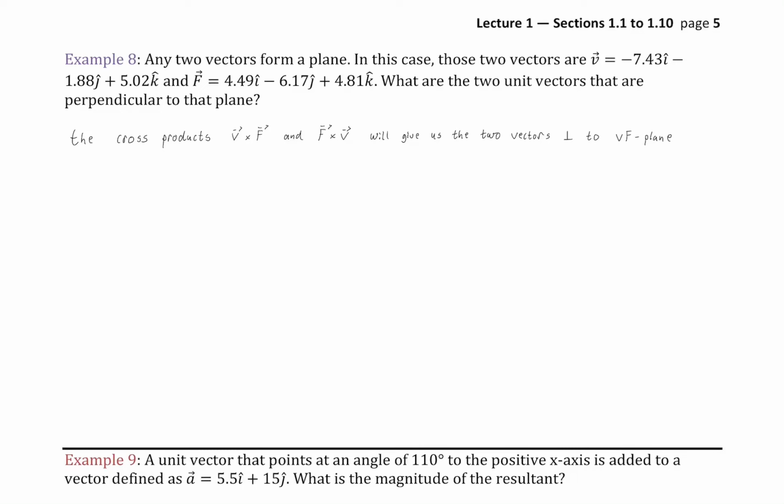The cross products V cross F and F cross V will give us the two vectors perpendicular to the VF plane, the plane formed by V and F. By dividing by the magnitudes, we'll then get the unit vectors. Just like two examples ago, where we found B hat by taking the B vector and dividing by the magnitude of B, we're going to do the same thing here. Furthermore, V cross F is not equal to F cross V, but it is equal to the negative of F cross V.